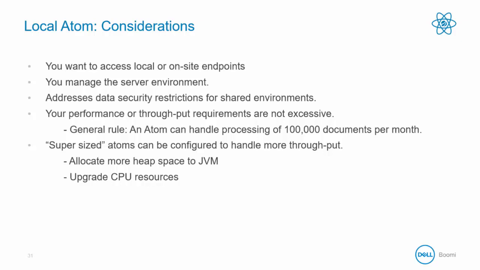By default, the machine allocates 1 gigabyte of RAM for the Atom heap. If your machine has extra resources available, you can allocate more heap to the JVM to increase throughput. You can upgrade the machine's CPU also so that it has more resources to have more simultaneous executions.